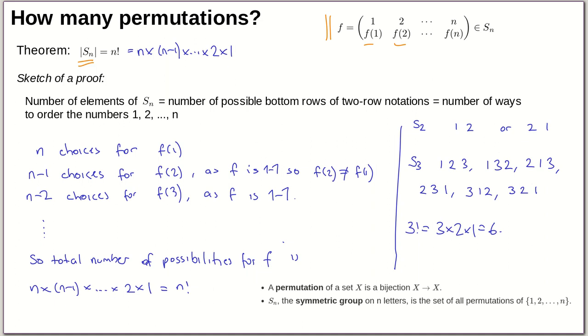Okay, so that's my sketch proof. It's not entirely rigorous because you have to believe some kind of principle that if you have a certain number of choices for f of 1 and a certain number of choices for f of 2, then you get the total number of choices for f by multiplying together all those numbers. But if you'd like to see a different proof, then you can find one in the online notes for 0005.